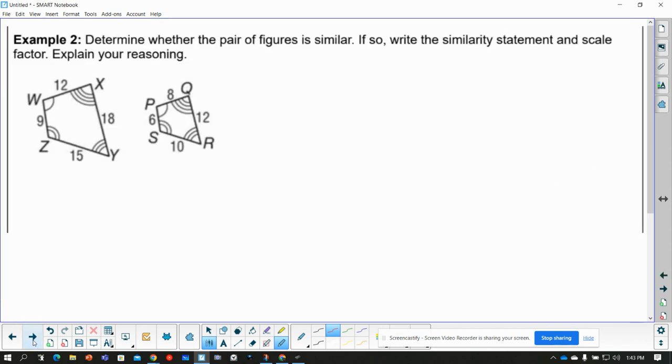Let's go ahead and do the second example as part of this lesson. Determine whether the pair of figures is similar. If so, write the similarity statement and the scale factor. All right, so if it's similar, the angles are going to be congruent and the sides will be proportional.